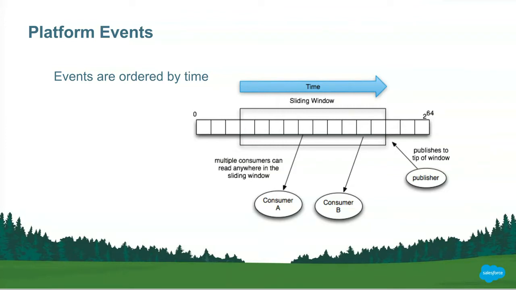Your publishers add the events in time order at the tip of the window. So you're guaranteed that you will get your events in the order that we received them. And your consumers can start reading anywhere in that sliding window. So that's how we offer that durability. If you go down for maintenance or a crash, all you have to do is remember the last event you saw, and then we'll fill you in on what you missed.